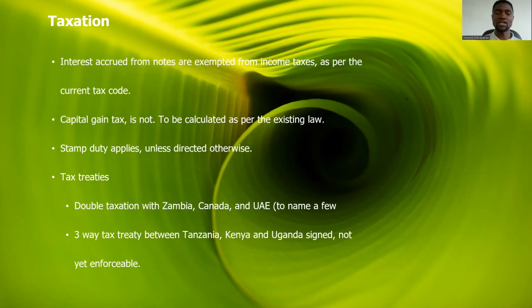And then you should understand that if you are an investor from some of these countries, Tanzania is party to double taxation agreements with Zambia, Canada and the United Arab Emirates, just to name a few. And then there is a three-way tax treaty between Tanzania, Kenya, and Uganda, signed but not yet enforceable. So these are some of the things you should be aware of, so that it doesn't come as a surprise to you in the future when the tranches that you want to invest in will be taxable, and you wonder why the first one wasn't taxed.